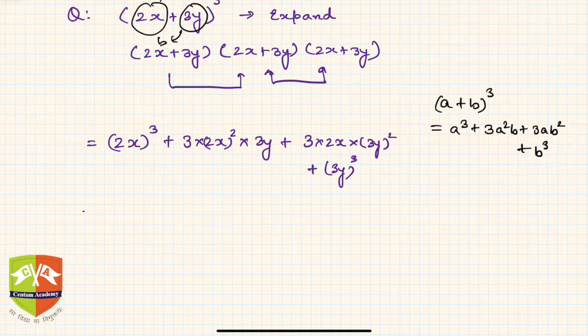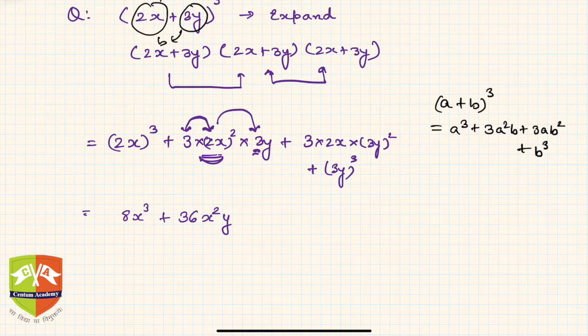So hence, if you expand now or simplify, it is 8x cubed plus, this is 3, and this 2 square here, this is 2 square, right? So 3 into 4, 12 into 3, 36. So it is 36x squared y, right? So once again, 3, and there is a (2x) whole square here. After you apply the square, 2 square will become 4. So 4 into 3, 12 into 3, 36.